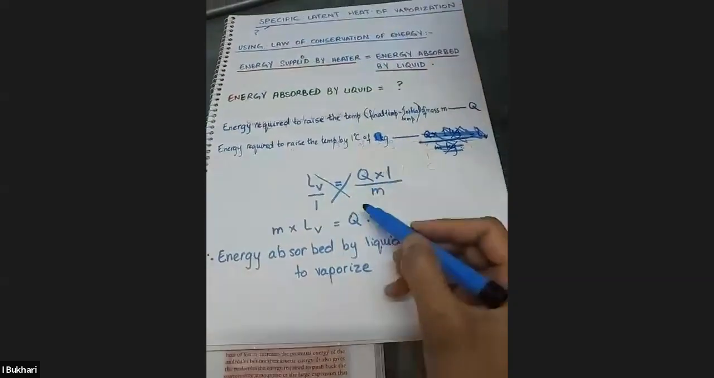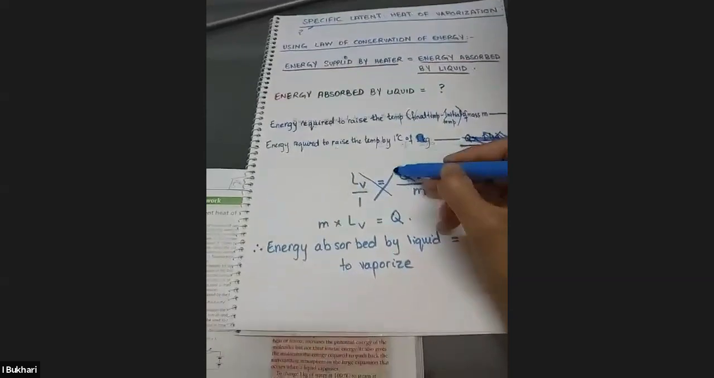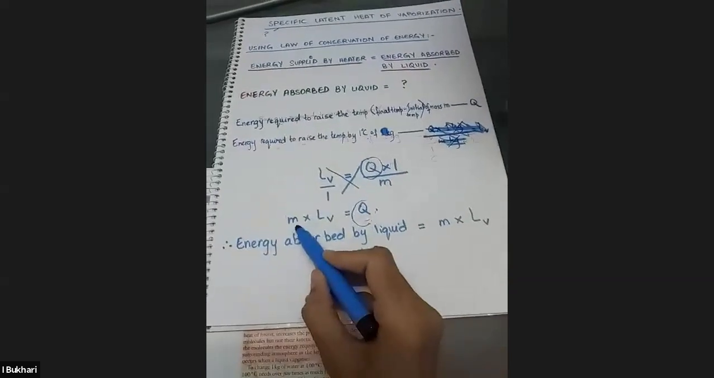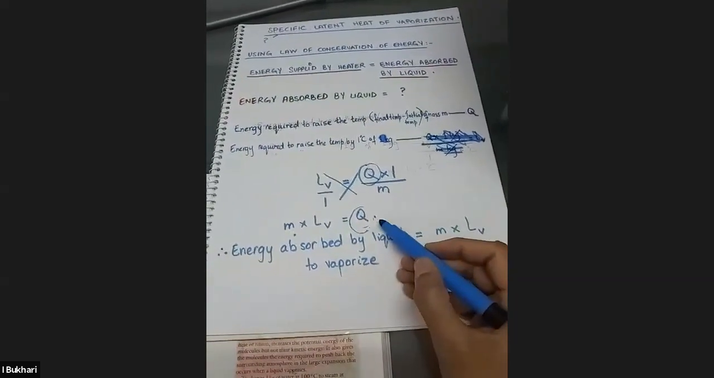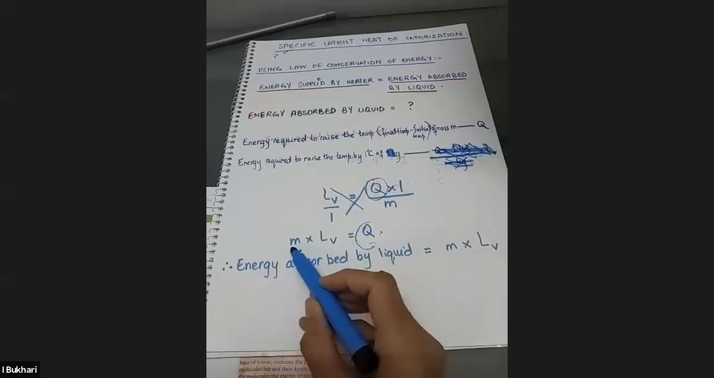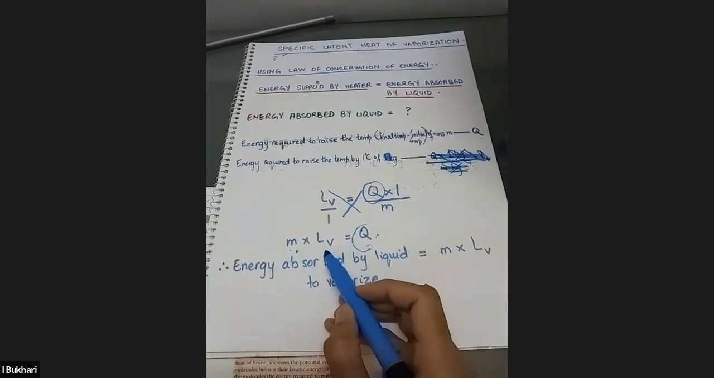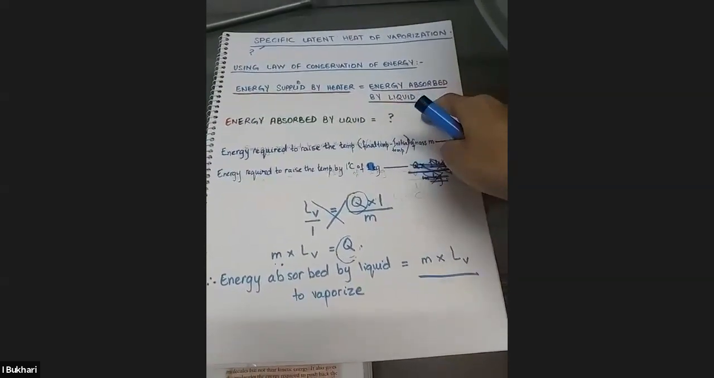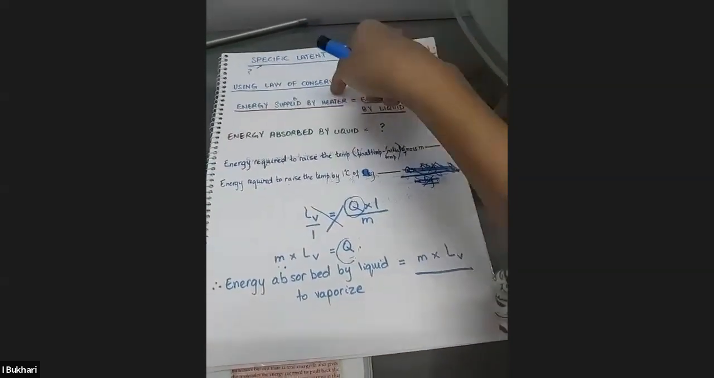Therefore, if I cross multiply, so this is the energy absorbed, right? This is the energy absorbed. So energy absorbed is the product of mass. Q stands for the energy absorbed, okay? Is the product of mass and the latent heat of vaporization. Okay, energy absorbed by liquid to vaporize is the product of mass into the latent heat of vaporization. So this is the equation that we will use to calculate the energy absorbed by the liquid. Okay, now what equation should be used to calculate the energy supplied by the heater?